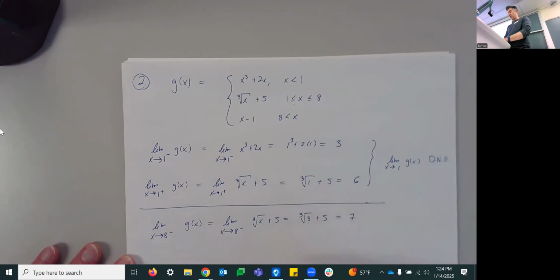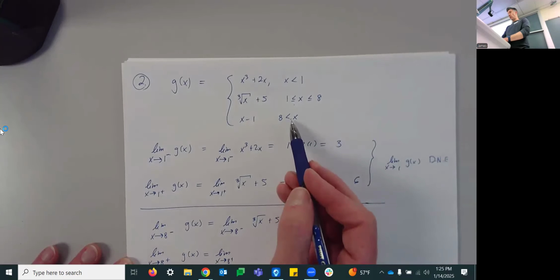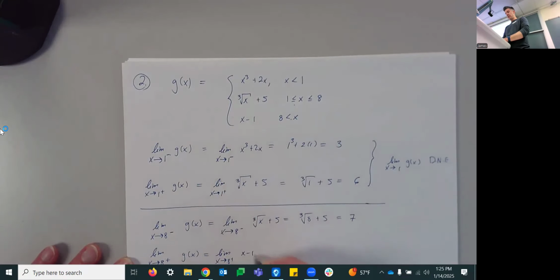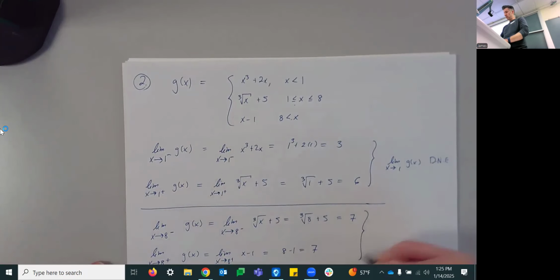On the other side of things, we can probably already see that we're going to get 7 as well. Let's write it out. Limit as x approaches 8 from the right of g of x. Well, now that we're on the right side of 8, we have to use the piece of the function where x is larger than 8. So that's going to be where the function is equal to x minus 1. And then we sub in 8 for x, we get 8 minus 1, which is 7. So we can say, in this case, since they're matching up, the limit as x approaches 8 is equal to 7.